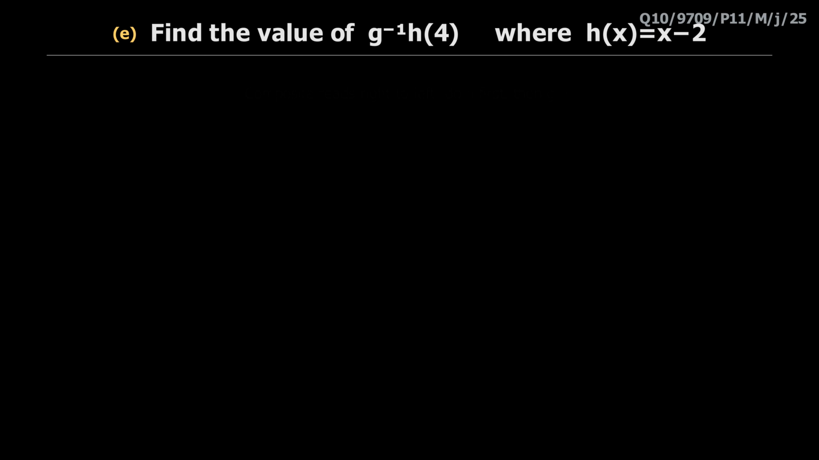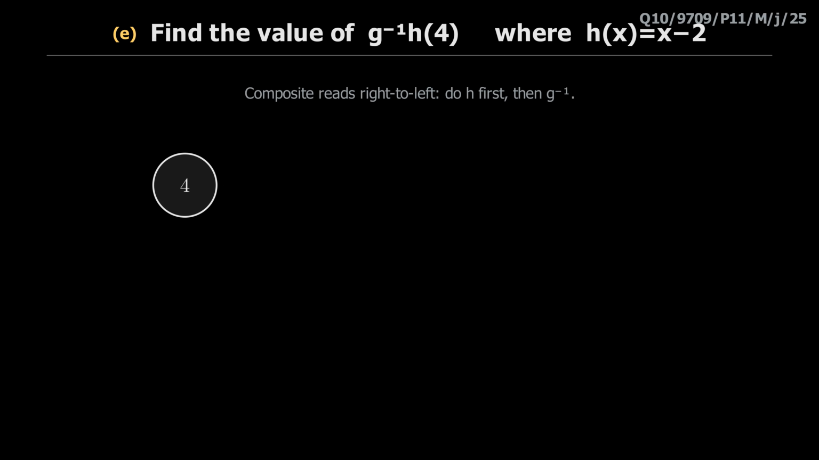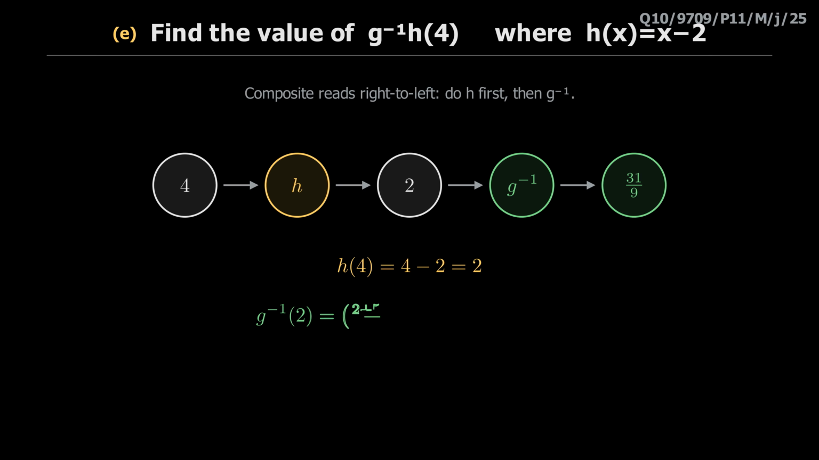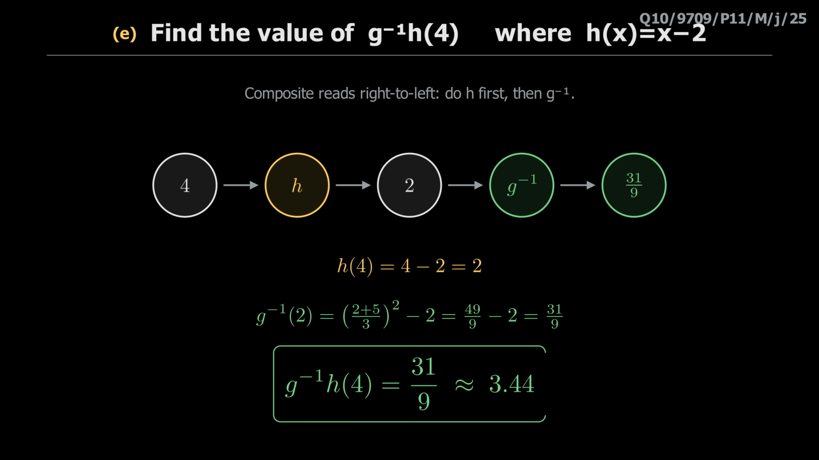Part E. Find g inverse of h of 4, where h of x equals x minus 2 for x at least 0. Read the composite right to left, start with 4, apply h first. H of 4 equals 2. Then apply g inverse. (7/3) squared minus 2 gives 31/9. So g inverse of h of 4 equals 31/9.